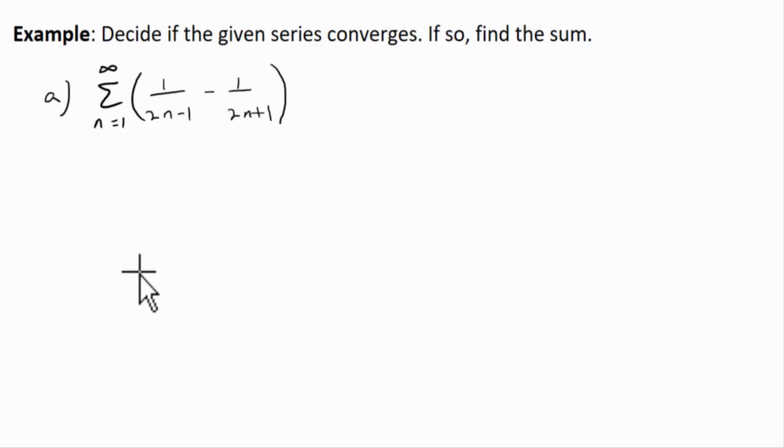Okay, so here we are. Let's decide if the given series converges. If so, find the sum. We won't always be able to find the sum, but I think we can here.